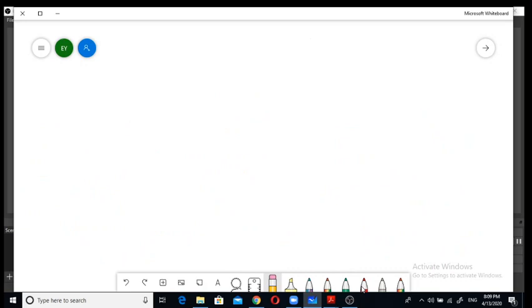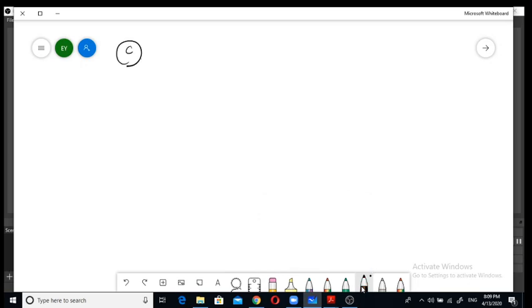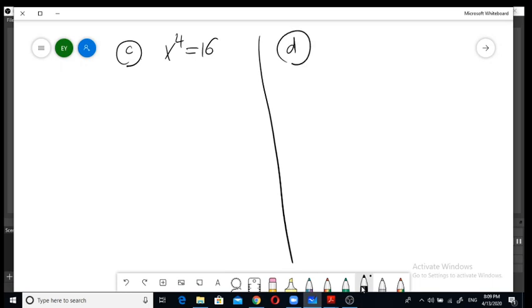Let's see another problem. C. Find the solution of the below polynomial equation: x power 4 equals 16, and D: x times x squared plus 8 equals 8 times x plus 1.